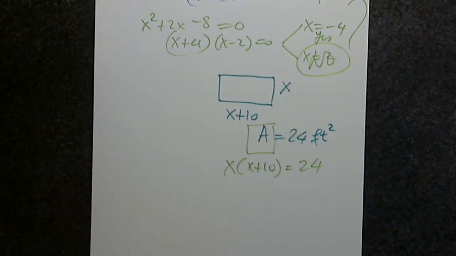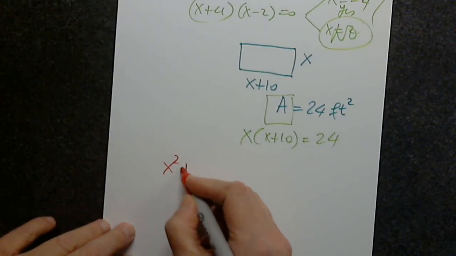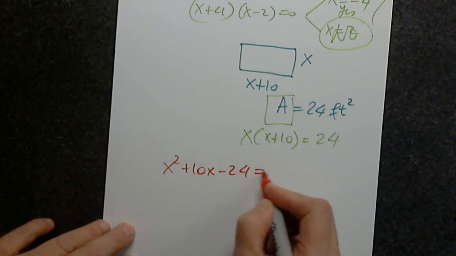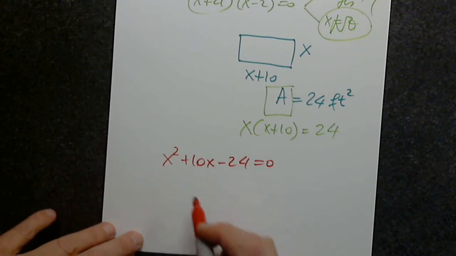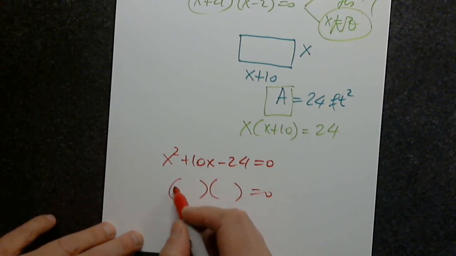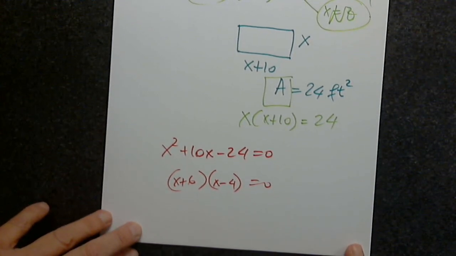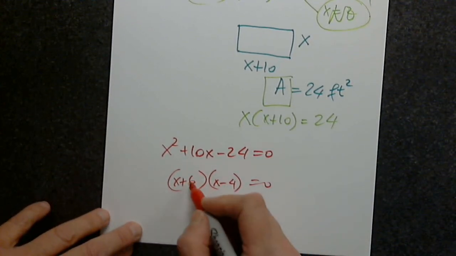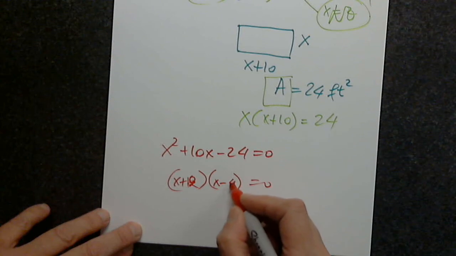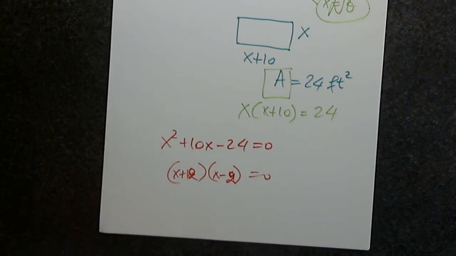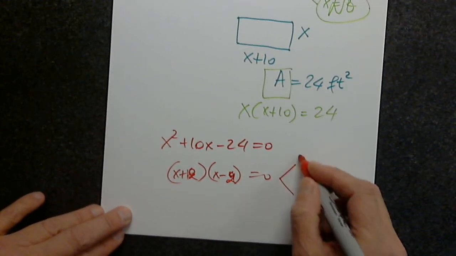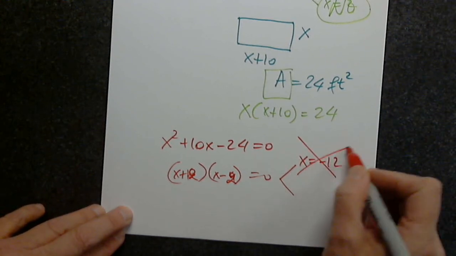I know that after I distribute and move 24, this is a quadratic equation, so I have to set it equal to 0. So this is x squared plus 10x minus 24 equals 0. And I try to factor. And I see an x plus 6 and an x minus 4. No, I see an x plus 12 and an x minus 2. Daydreaming, sorry. So then x equals negative 12, which will be crossed out.